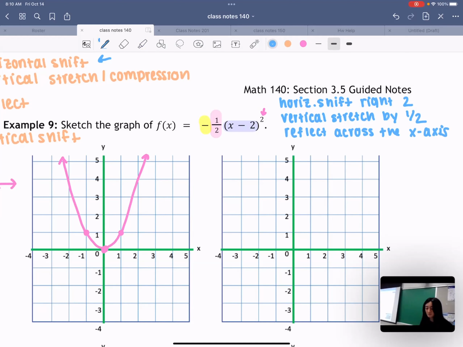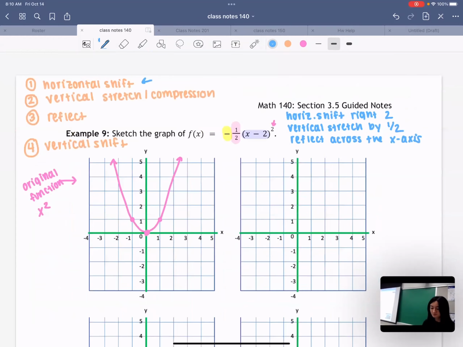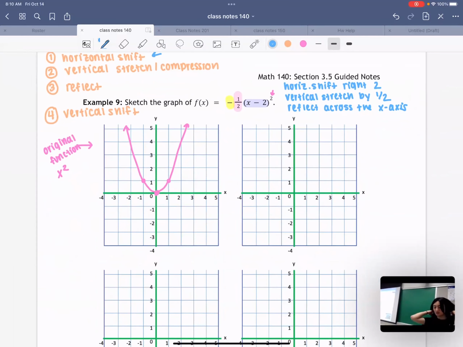Okay. Any vertical shifts going on here? No, right? There's no vertical shifts. There's nothing being added to or subtracted from the entire function. So it looks like we just have 3 things that we need to do. Okay, let me tell you how I do this.